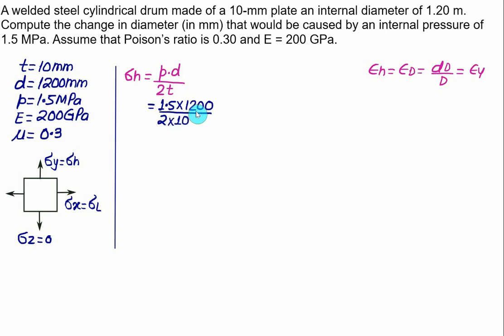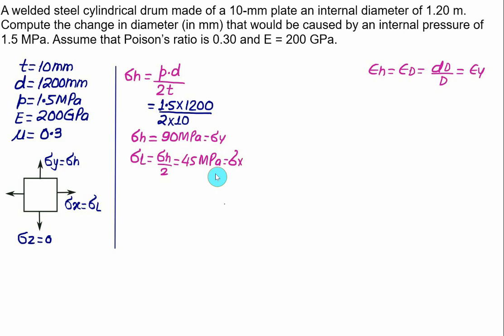So we have 1200 divided by 20 is 60, 60 into 1.5, that will be equal to 90. So we get the hoop stress equal to 90 megapascal, and this value you have to treat as sigma y value. Sigma L is exactly half of the hoop stress. So we have 90 divided by 2, that equals 45 megapascal, and this value is acting along the x direction.